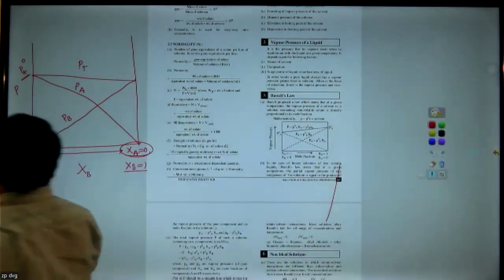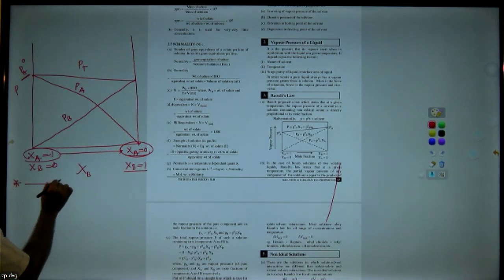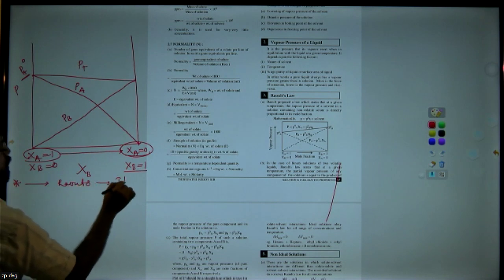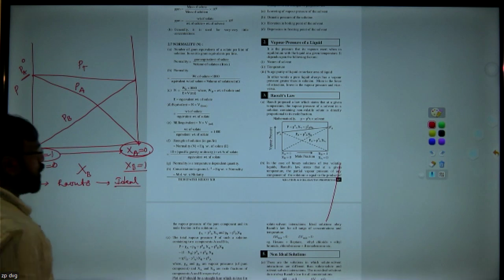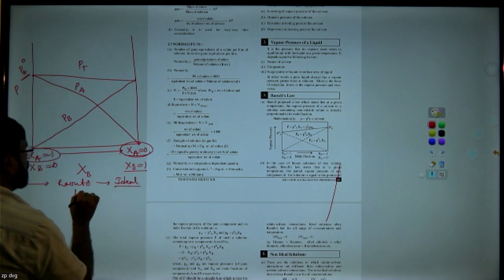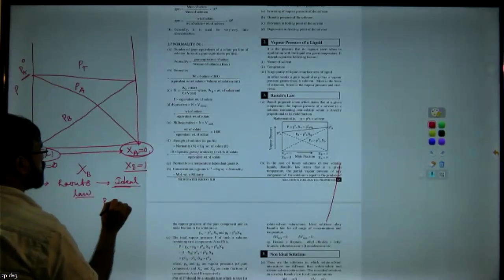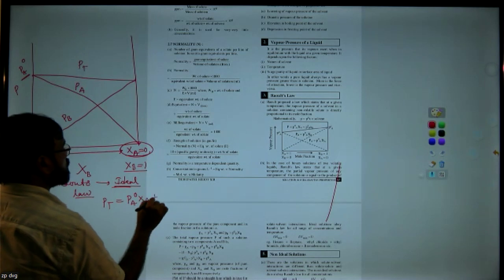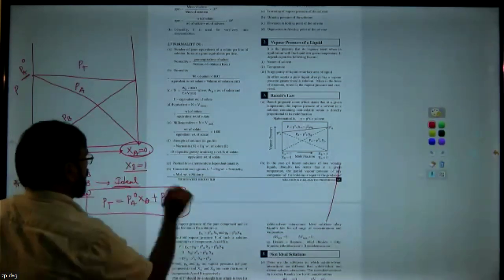Actually, which solutions obey Raoult's law? They are known as ideal solutions. What are ideal solutions? Those which obey Raoult's law are called ideal solutions. So in case of an ideal solution, we can write P total is equal to PA naught XA plus PB naught XB.